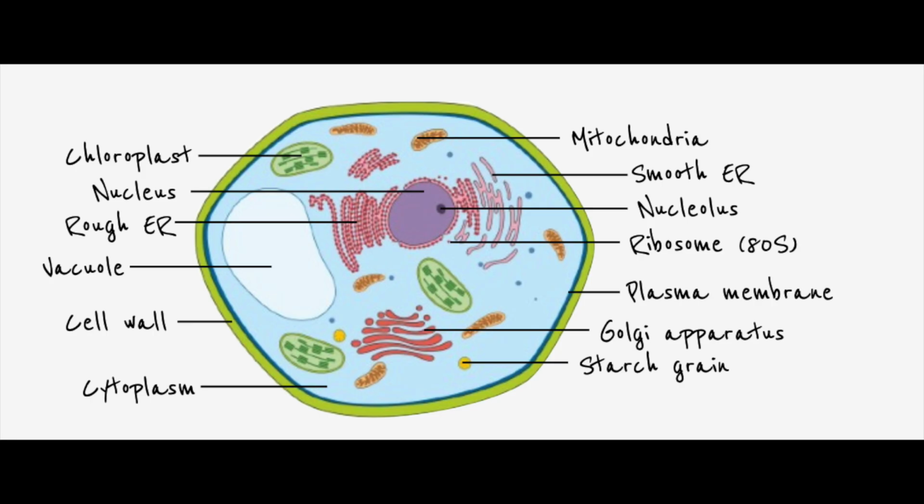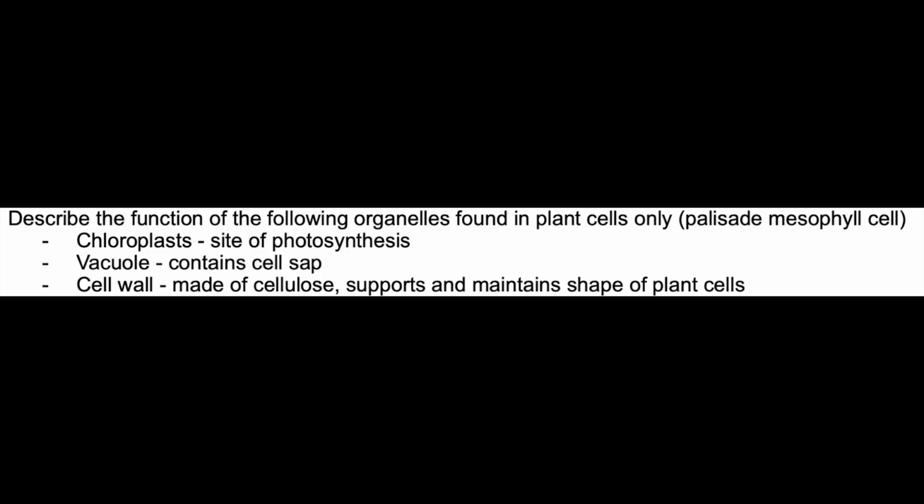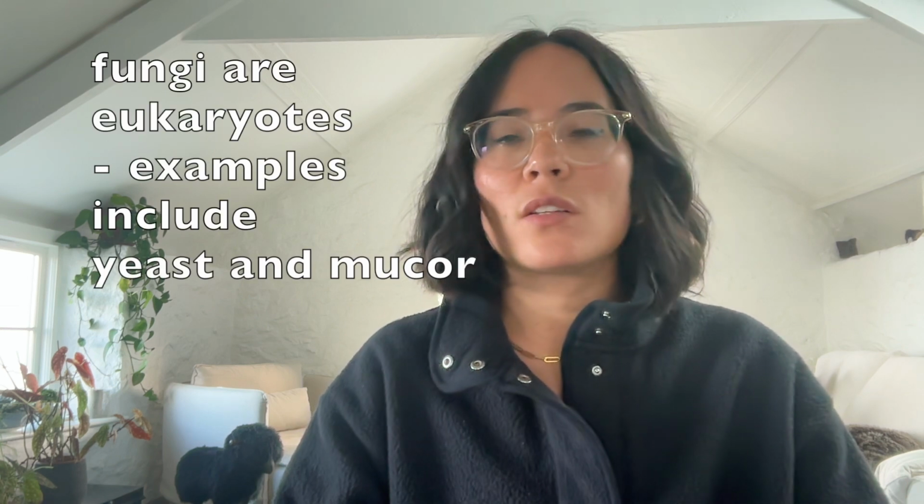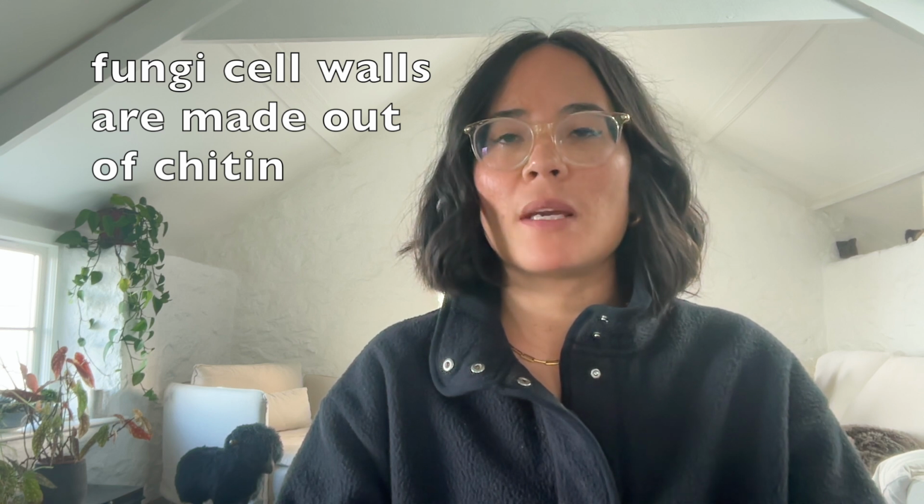Remember, those plant cells contain the same set of organelles. They don't contain the centrioles, as I've already mentioned, but in addition they contain chloroplasts, which are the site of photosynthesis. They have a double membrane. The vacuole contains cell sap, and then you have the cell wall, which is made out of cellulose. This helps to support and maintain the shape of the cells. Fungi is another example of a eukaryote. Fungi include yeast, they include mucor. Now, what's different about fungal cells is that their cell walls are made out of chitin.